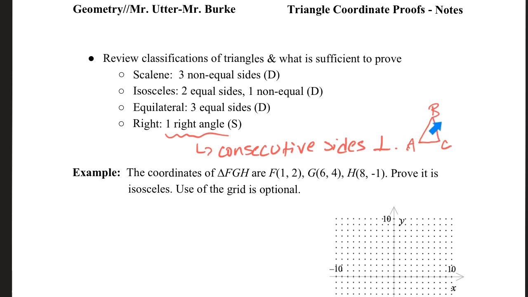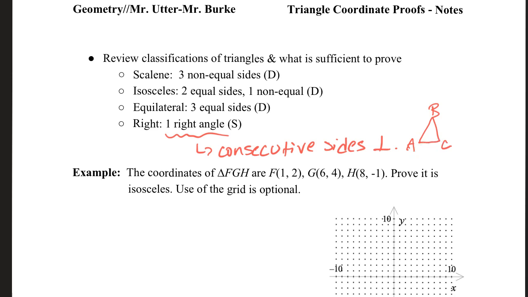Okay, so in a triangle over here, A, B, and C, consecutive sides would be AB, and then immediately either BC or AC, so the leg of the triangle that comes off of either one of the endpoints of the side. So this side over here has endpoints of A and B. So a consecutive side with that would be BC or AC.